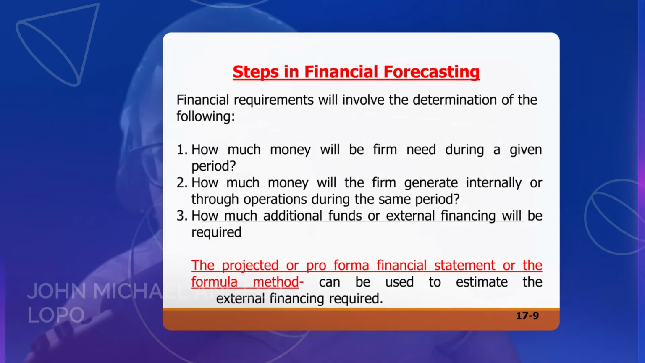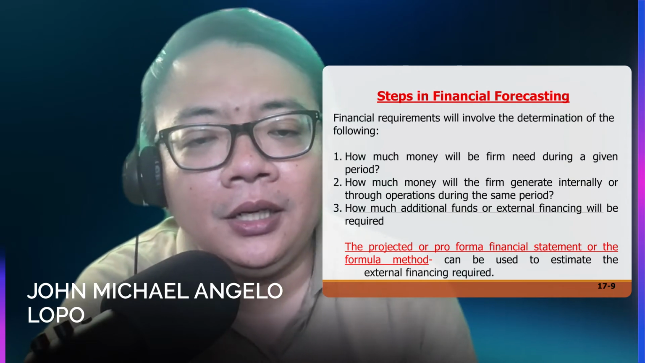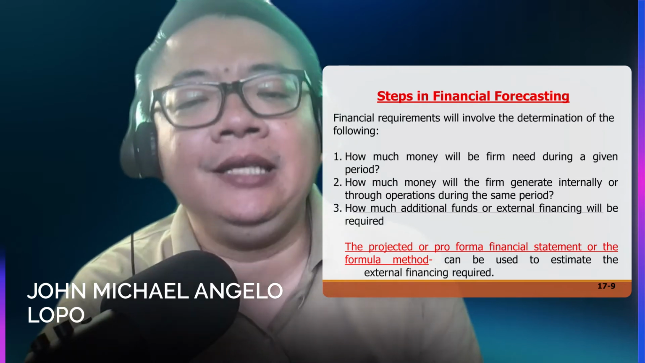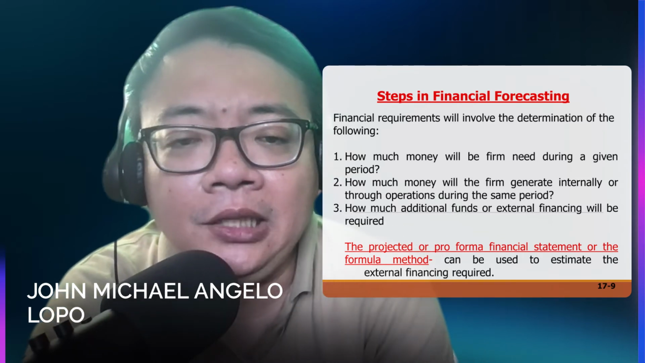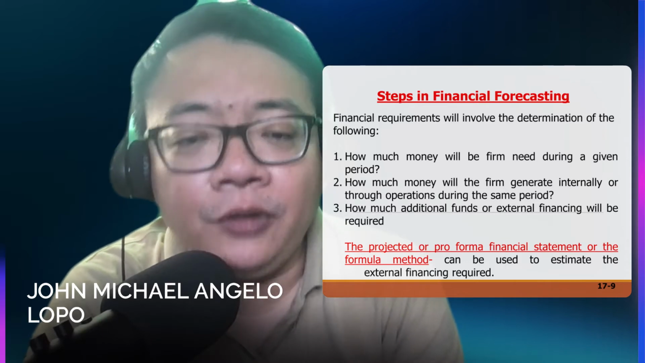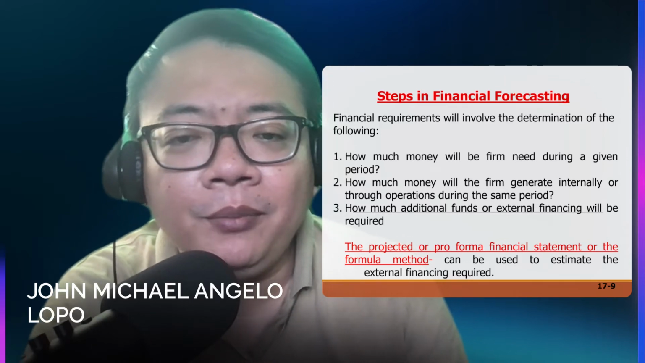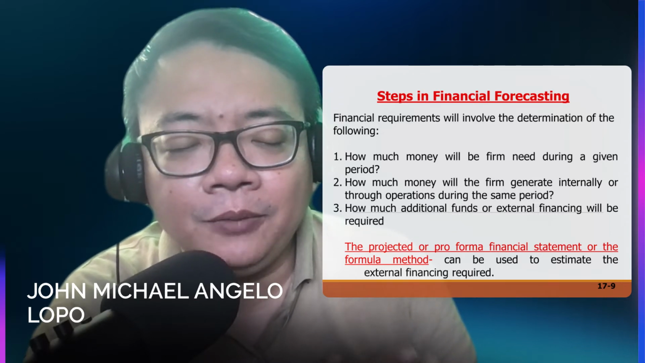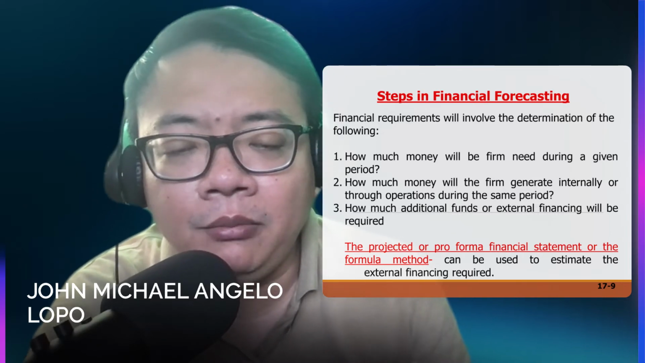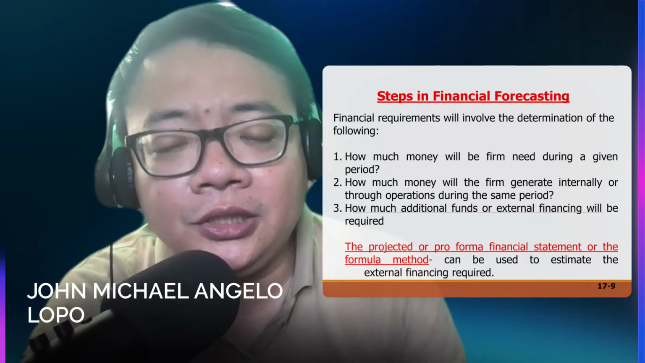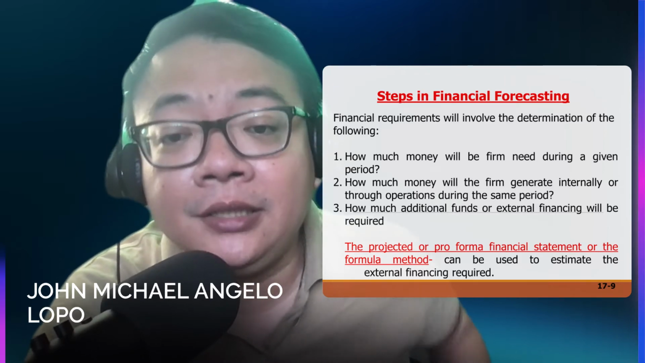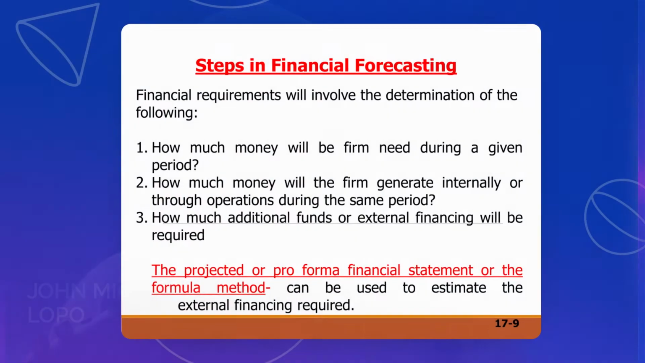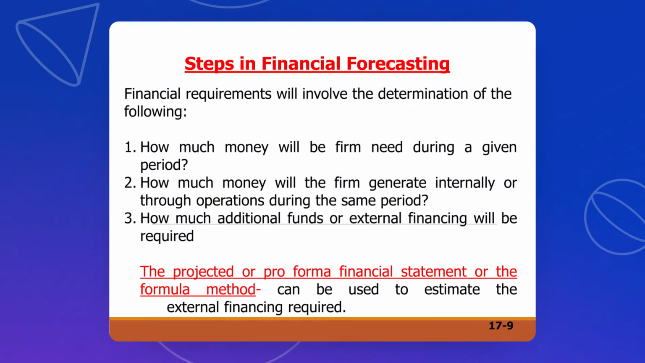Please take note, class. The first thing you will do is determine how much money the firm will generate internally first. So please take note that we should generate internally first. Now number 3, if there are really no funds being financed by internal sources, how much additional funds or external financing will be required? That's why number 3 is also known as additional funds needed.